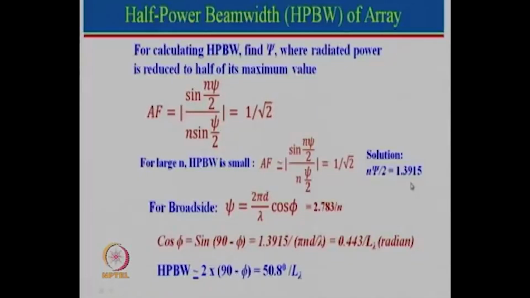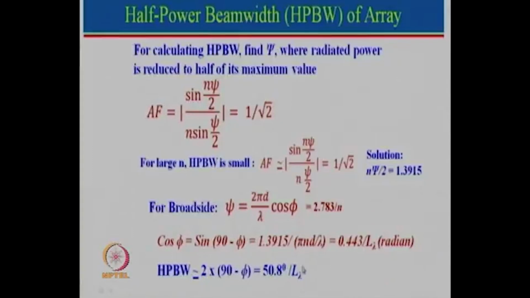If we solve this one here, N psi by 2 is equal to 1.3915, and if you want to use your calculator to find out, you put 1.3915 in degrees, which means you convert 1.3915 multiplied by 180 divided by pi, otherwise this value is in radians. So again for broadside we put the value of psi here, delta is 0, and from here we can calculate cos phi, and this gives us the expression for half power beamwidth, which is 50.8 degrees divided by L lambda.